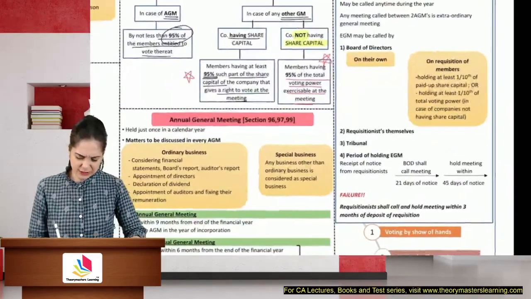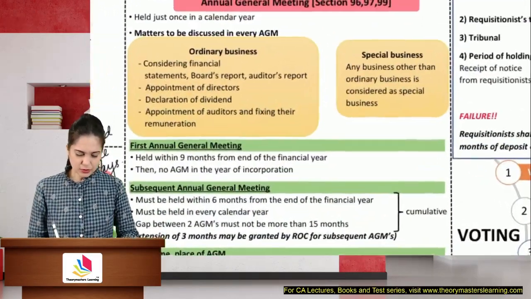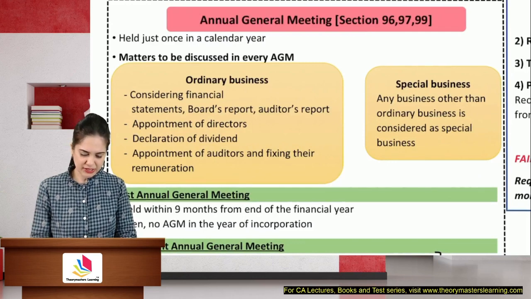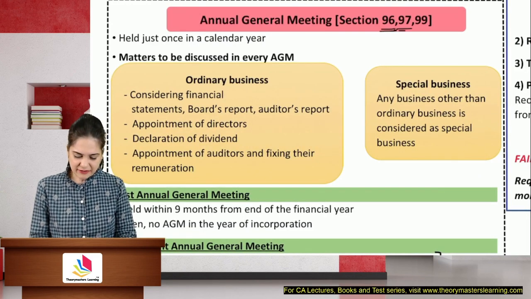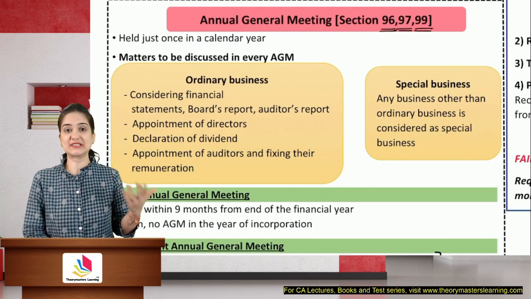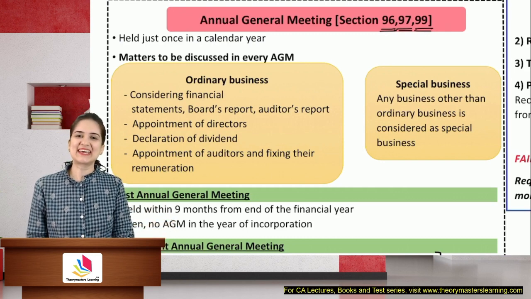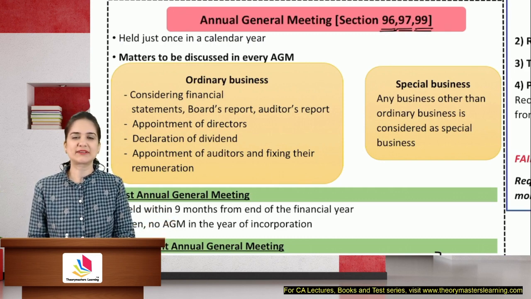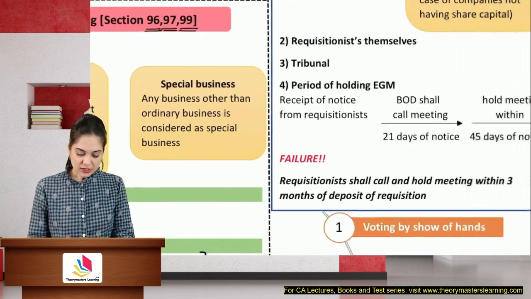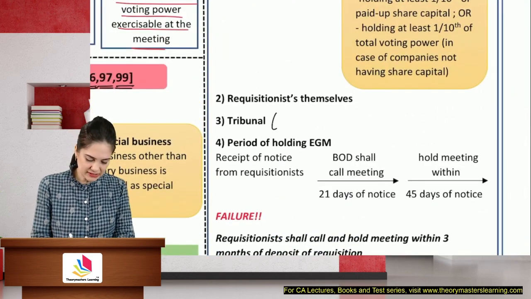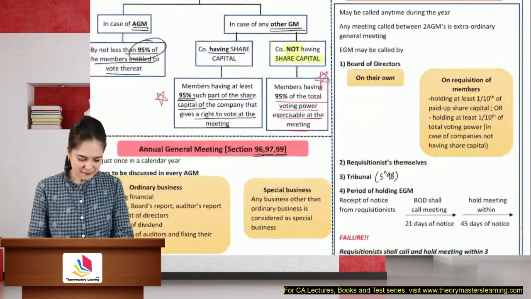Then we have different kinds of meeting. You have annual general meeting, section 96, 97 and 99. Now you must be wondering, where is section 98? In case the EGM is called at the request of the tribunal, so if the tribunal calls a meeting, then that is covered under section 98. So now we found section 98.